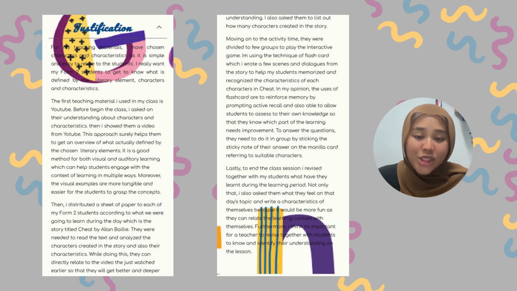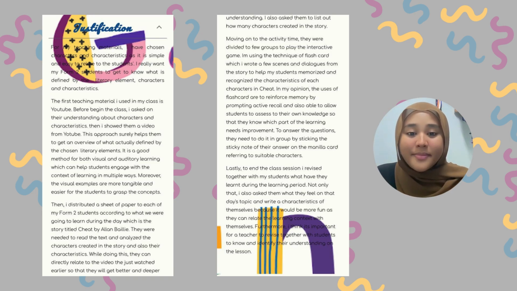Lastly, to end the class session, I revised together with my students what they have learned during the learning period, and not only that, I also asked them what they feel about this topic and I also asked them to write their characteristics because it will be more fun as they can relate the learning context to themselves. Furthermore, I think it is important for a teacher to revise together with students to know and identify their understanding of the lesson.